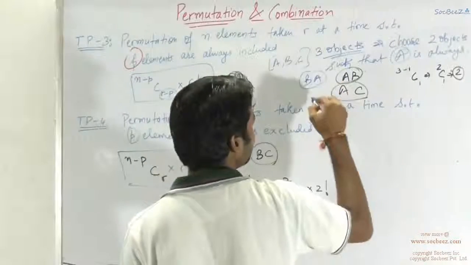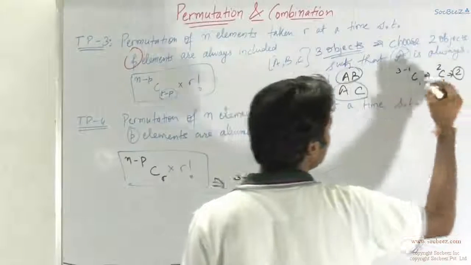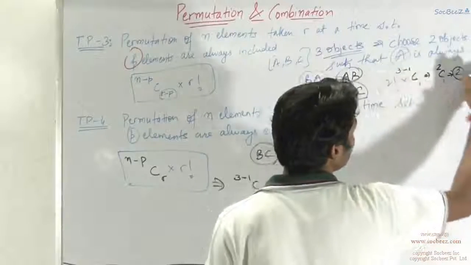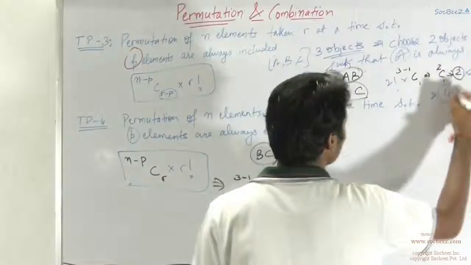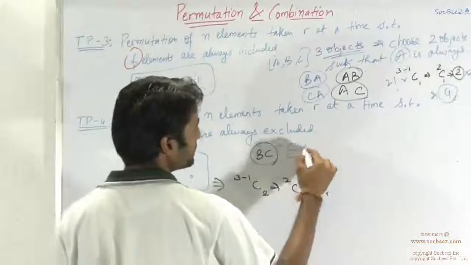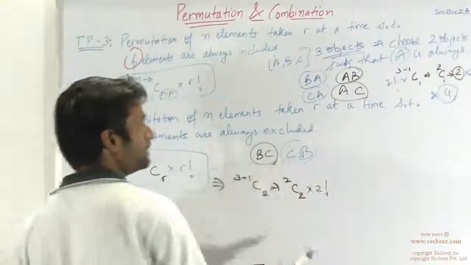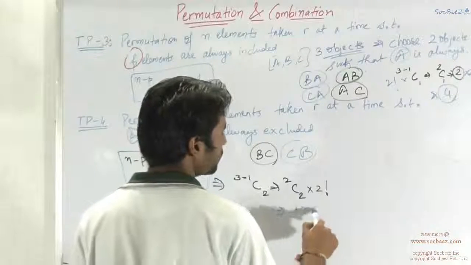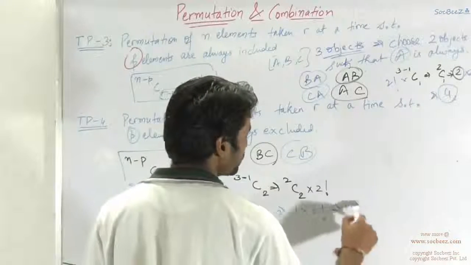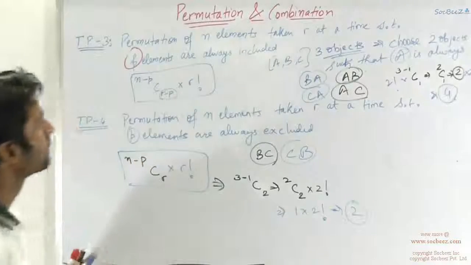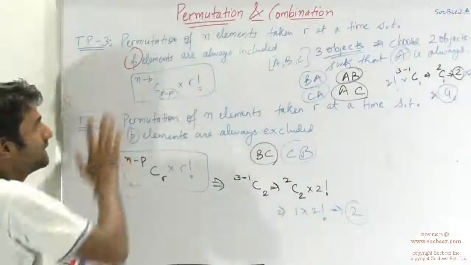This could be BA as well, this could be CA as well. So it would be multiplied with r factorial, that is 2 factorial into 2. So this would give us 4 over here. Similarly, it would be CB over here as well, BC and CB. So this would be 1 into 2 factorial, that is 2. So this is the basic problem set TP3, TP4.